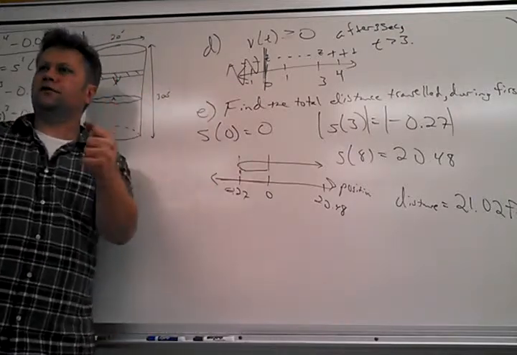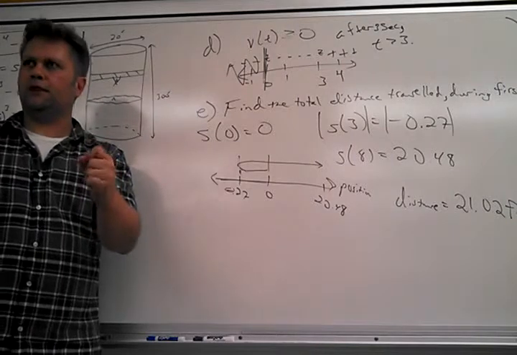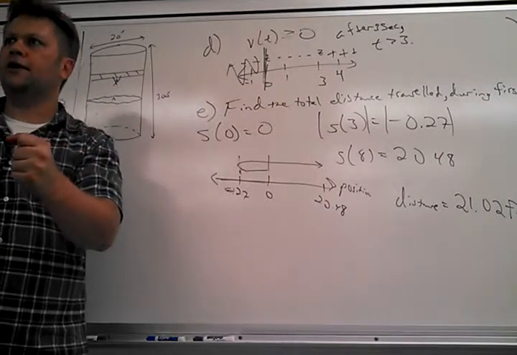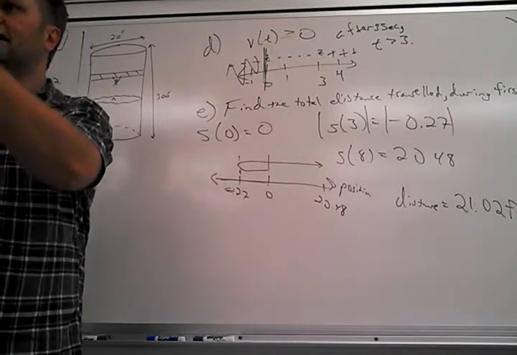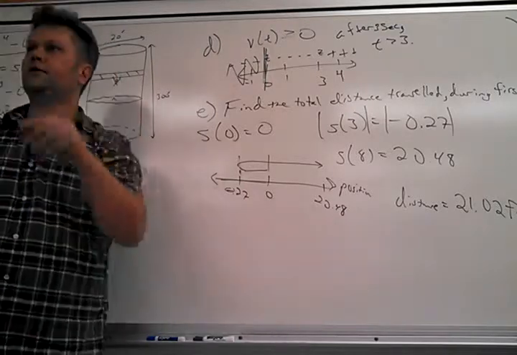One of the hardest things for physics students to understand is when I press on the brake in the car, my velocity is still positive, but my acceleration is negative. That's why I slow down. If it was positive, I would just go faster in that direction. That would suck.